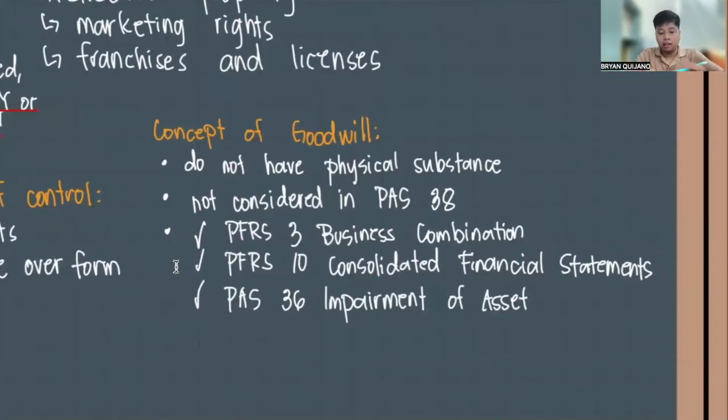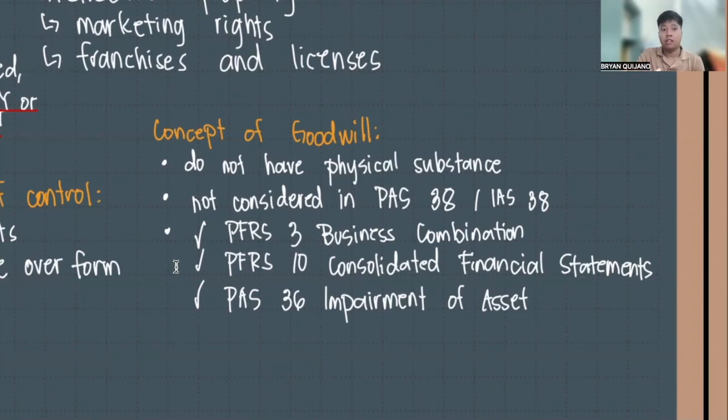Before we go to the next slide, let's talk about the concept of goodwill. First thing to remember, just like other intangible assets, goodwill does not have physical substance. It is not considered under the Intangible Assets Accounting Standard, PAS 38 or IAS 38. Goodwill is recorded using the requirements of PFRS 3 for business combination, PFRS 10 for consolidated financial statements, and PAS 36 for the impairment of assets. For PAS 36, we will have a separate lecture video on that one, which I will be posting the link in your screen.